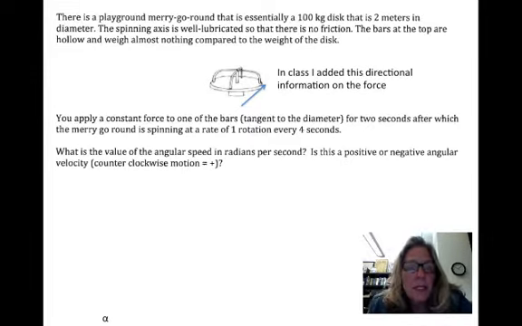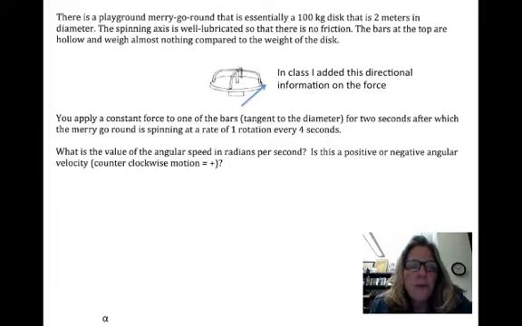This question says there is a playground merry-go-round that is essentially a 100 kilogram disc. That gives you an indication of the kind of inertia that it might have. It is 2 meters in diameter, so across is 2 meters, which means the radius is 1 meter. The spinning axis is well lubricated, so there's no friction. The bars at the top are hollow and weigh almost nothing compared to the weight of the disc.